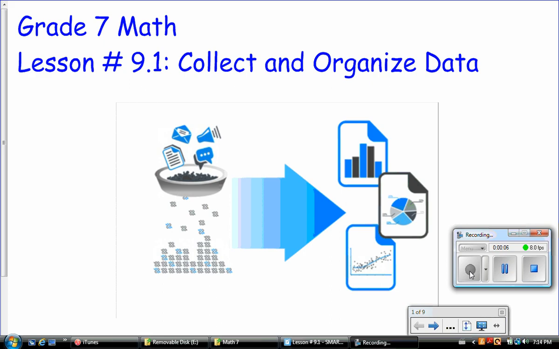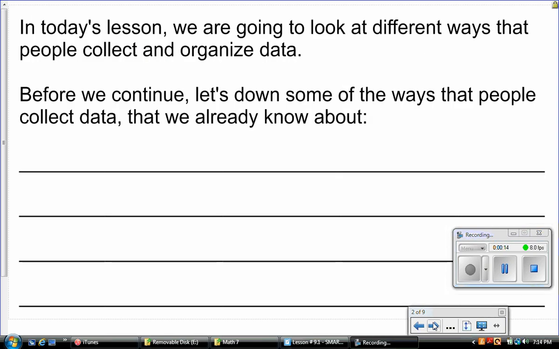This is lesson number 9.1, Collect and Organize Data. In today's lesson, we are going to look at different ways that people collect and organize data or information.